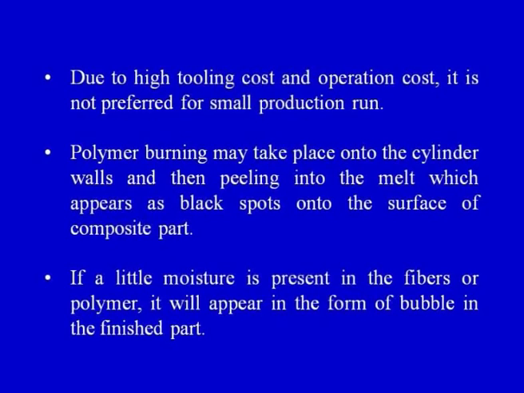Polymer burning may take place onto the cylinder walls, and then peeling into the melt, which appears as black spots on the surface of the composite part. Sometimes due to excessive temperature or excessive heating, the polymer may burn, and the burnt polymer may get stuck to the barrel, and during the next cycle this burnt part or this black part of the polymer may come again and peel up.